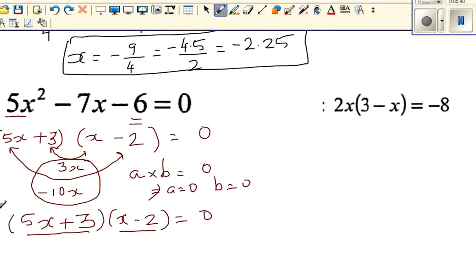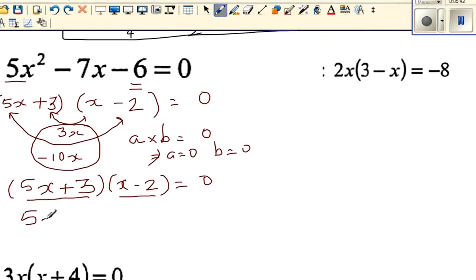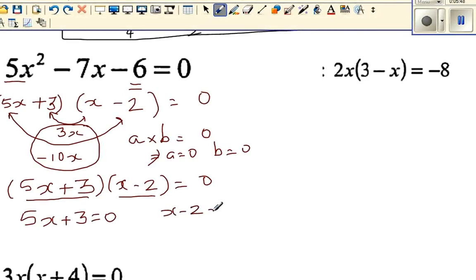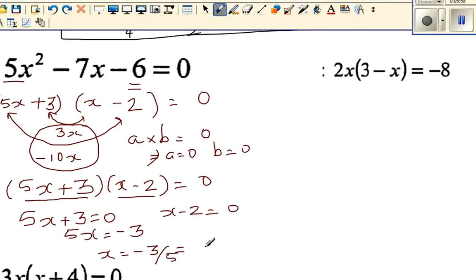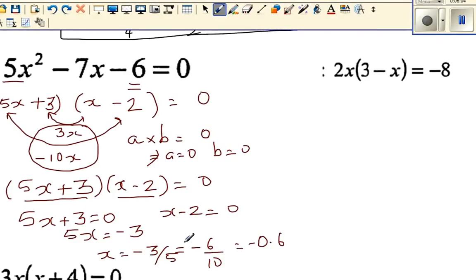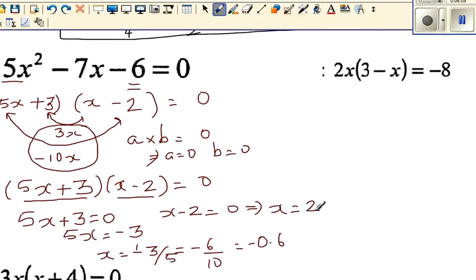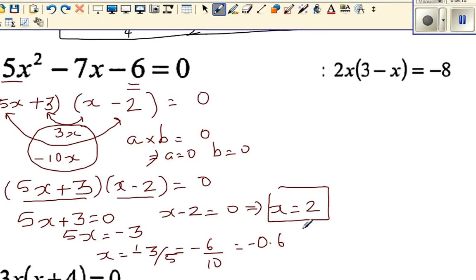So using the same principle, you can say 5x plus 3 has to be 0 or x minus 2 has to be 0. And now if you take away 3 from both sides, you can say 5x is equal to negative 3. So x is negative 3 over 5, which is negative 6 over 10, which is negative 0.6. And if you add 2 to both sides, x is equal to 2. Just like that. These are the two answers. So x is equal to 2, or x is equal to negative 0.6.